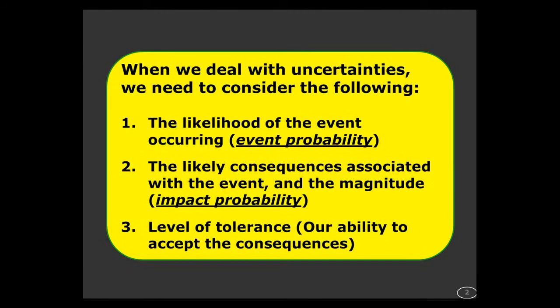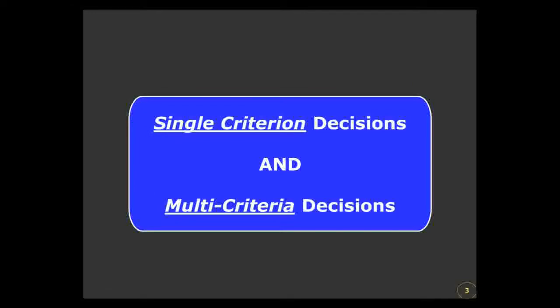When we deal with uncertainties, we need to consider the following. 1. The likelihood of the event occurring. We refer to this as event probability. 2. The likely consequences associated with that event and the magnitude. We refer to this as impact probability. And finally, the level of tolerance.